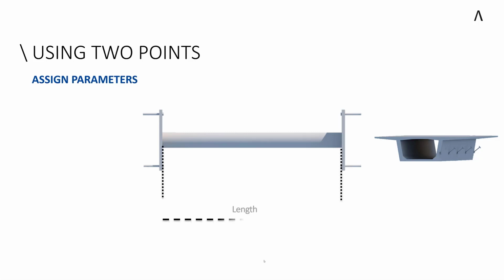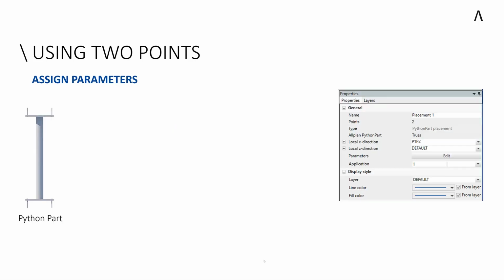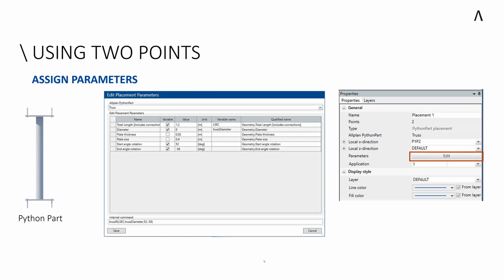In this case, for example, I have a length parameter. I also have angles of rotation at the start and the end. I also have diameter, plate thickness, and plate size parameters for this PythonPart. So like I said, we can change these parameters from Allplan Bridge. To change them, we just click on this edit properties, and we will have all the parameters. Let's have a look in detail.